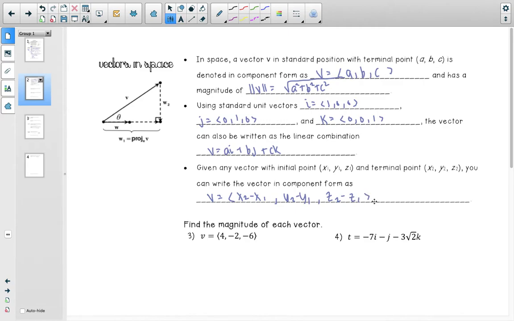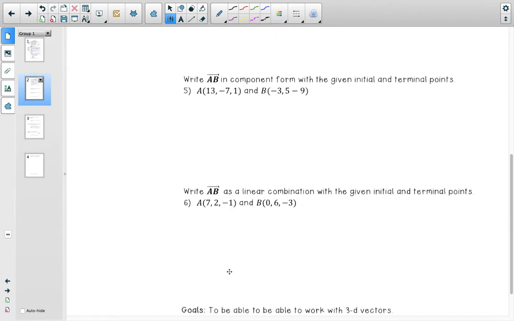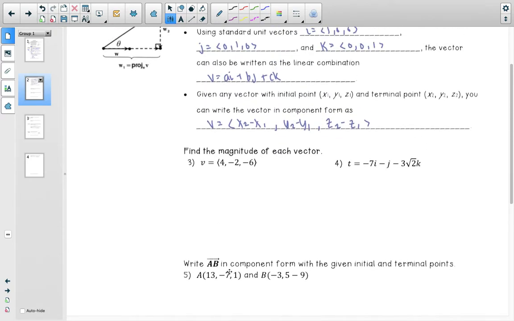Okay, so let's go ahead and do this page. I don't really know how it breaks off, to be honest with you, because I didn't look ahead. And then we'll do another video with the next page. Okay, so it says find the magnitude of each vector.